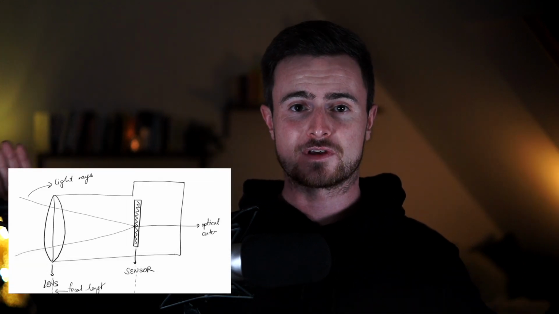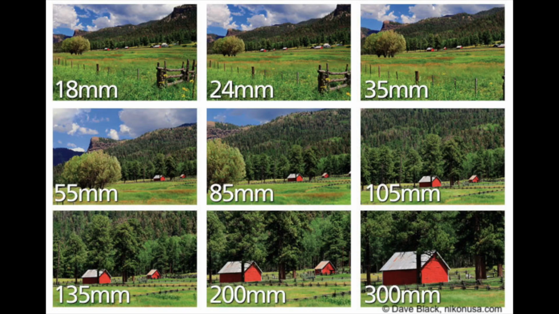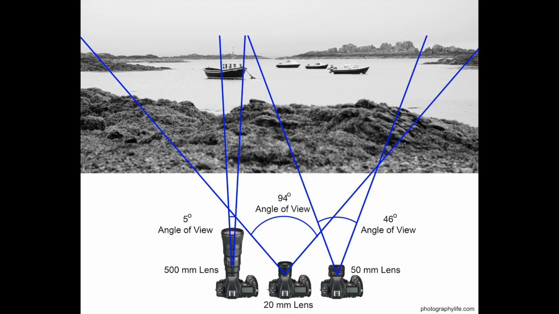Focal length is easy. It tells us how much of the scenery in front of us will be captured and how large the individual elements will be. The longer the focal length, the narrower our angle of view, and the higher the magnification, or in a language I can understand, the higher the zoom.